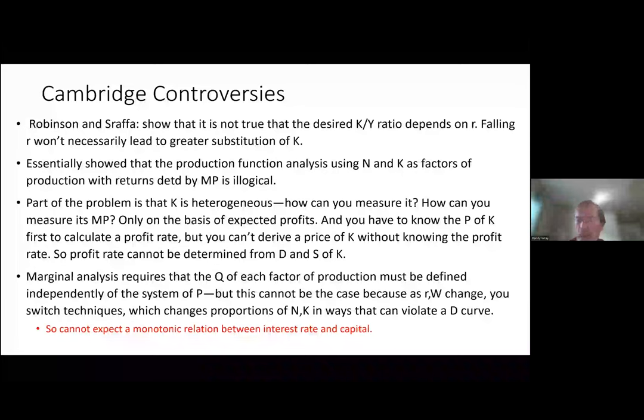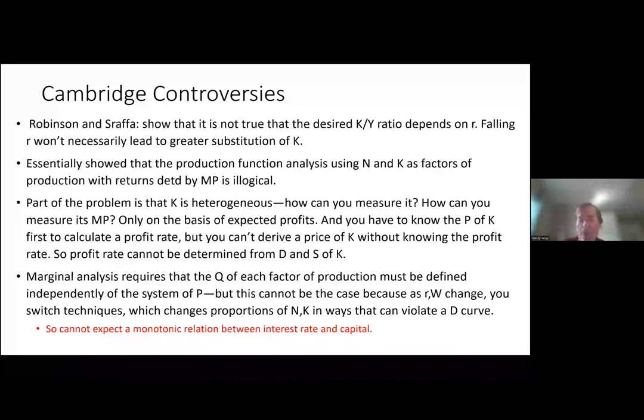How can you measure the marginal product of capital? You can only measure it on the basis of expected profits because it's heterogeneous. You can't use weight or something like that. It has to be its profitability. And you have to know the price of capital in order to calculate a profit rate. But you can't derive a price of capital without knowing the profit rate. So you've got this endless circle. The profit rate can't be determined from the demand and supply of capital. So marginal analysis in general. This critique, it's called the capital controversy, but it's equally true of labor.